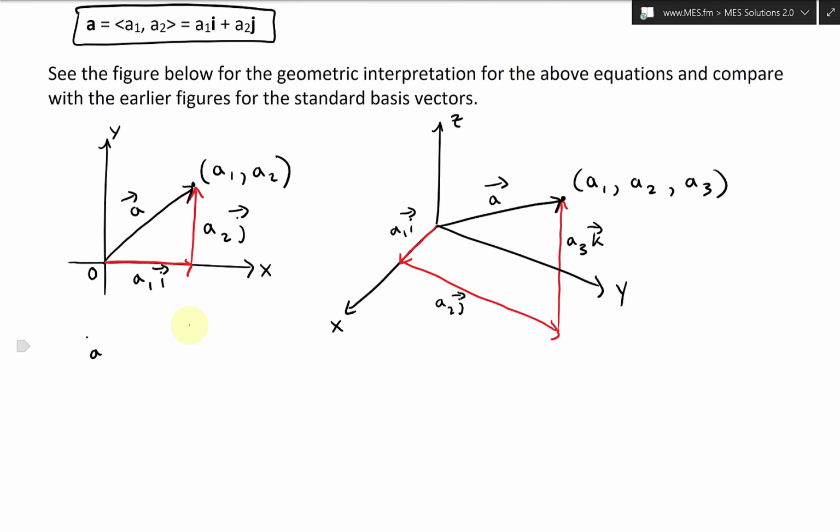So this is in 2D. This is going to be a vector equals a1i plus a2j vector. And this one here is a equals a1i vector plus a2j vector plus a3k vector.